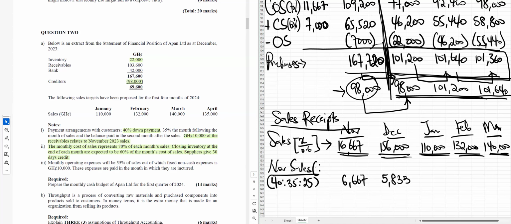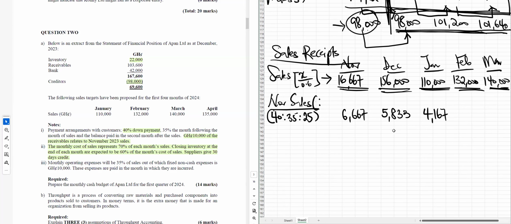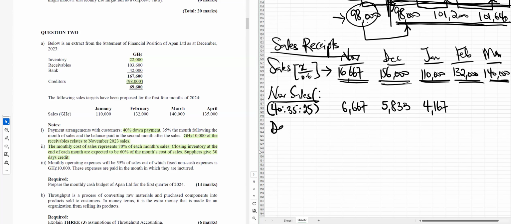5,833. Then another 25% goes to January, remember? Which is 4,167. You see how I do it? Makes sense. Yes, please. I now come and take December sales. So December sales, so I know it to be what? 40, 35, 25, the same. So I know 40% goes to December. That's 0.4 by 156,000. That's 62,400.